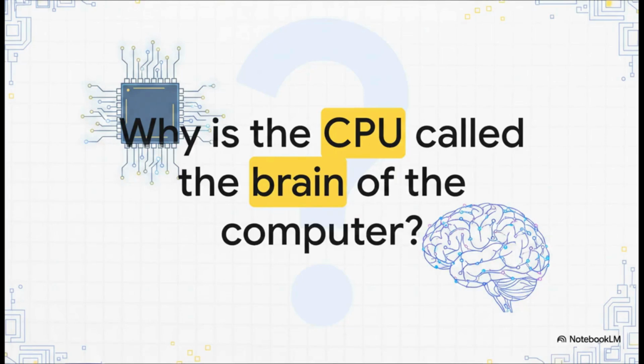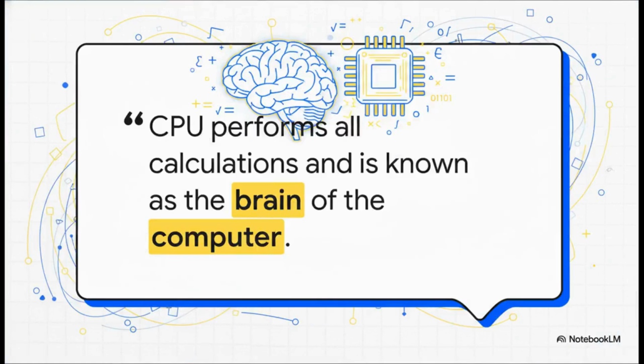All right, here's a classic textbook question. Why is the CPU called the brain of the computer? Let's consult the source text on this one. The source literally states it perfectly. CPU performs all calculations and is known as the brain of the computer. Because it handles every single calculation the computer needs to function, processing all that logic and math behind the scenes, it acts exactly like a human brain does for the body.